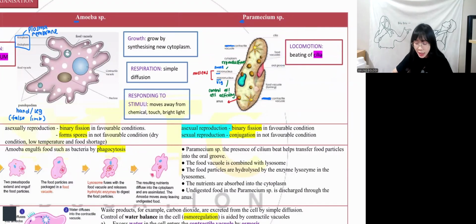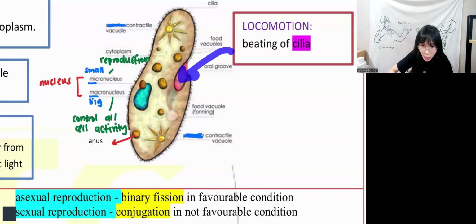For paramecium species, it's a bit different because paramecium species uses cilia to move. It's called beating of cilia. The food enters the mouth and forms a food vacuole. The lysosome fuses with the food vacuole, secretes enzyme, and nutrients are absorbed. Because they have an anus, the undigested food will go out from the anus. So they have a specific area to remove the undigested food, which is the anus.